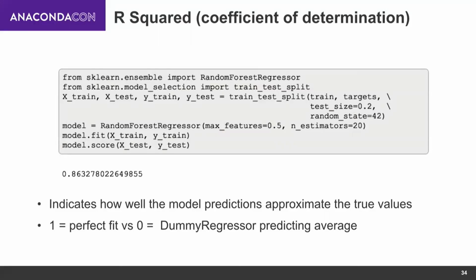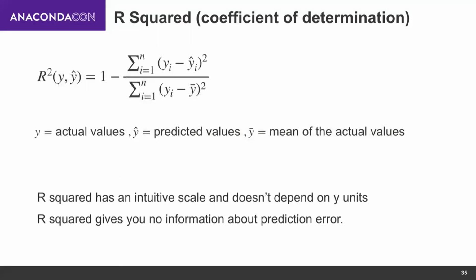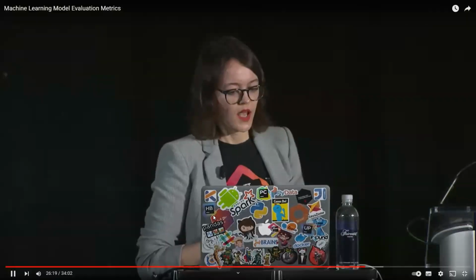And why is that? This actually stems from the formula. In the numerator here we have the sum of squared residuals, so the difference between the actual and the predicted value, and in the denominator we have the squared distance between the actual values and the mean.